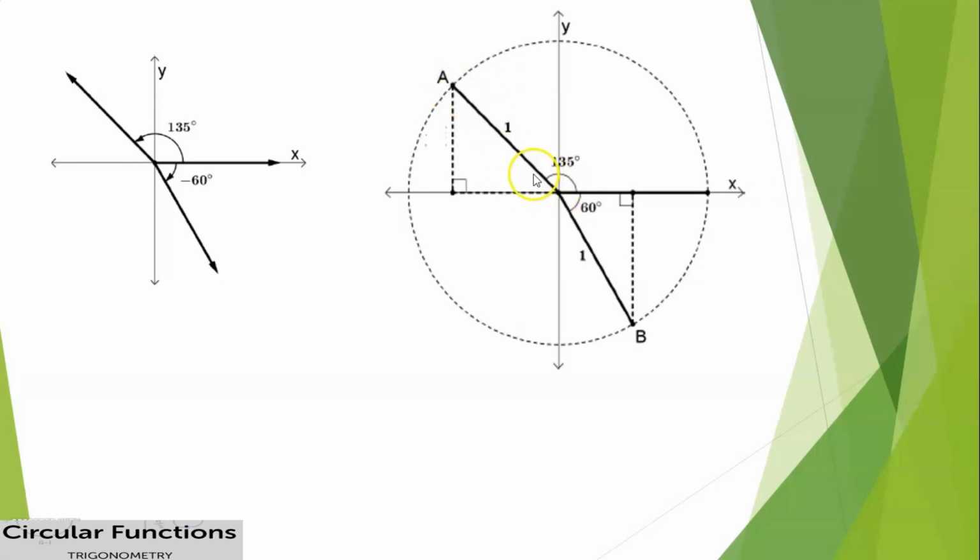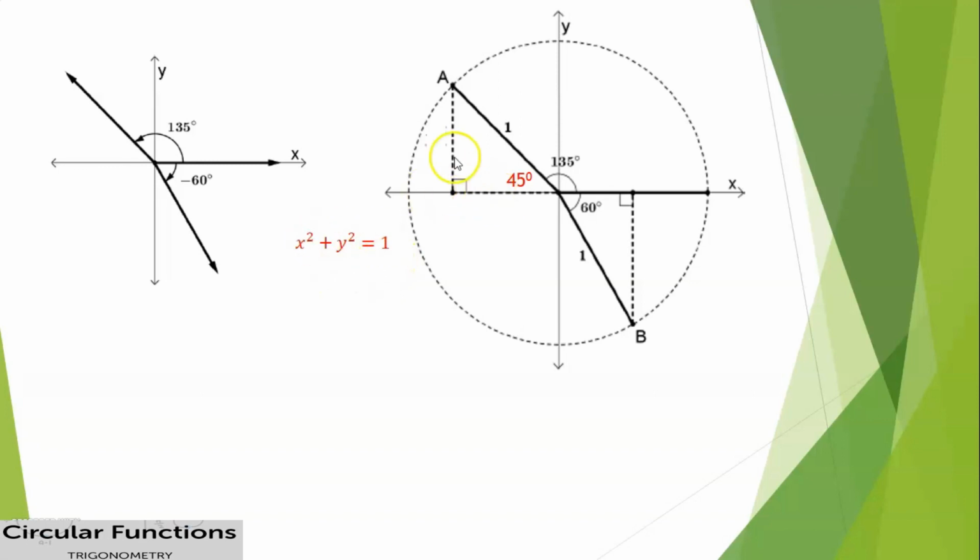So take note, going back to reference angle, if this is 135, therefore this angle here would be 45 degrees. So take note, in a 45 degree angle, the two legs are congruent. So therefore, if the hypotenuse is 1, we will find the measure of this side and this side. So we will use the Pythagorean theorem. So x squared plus y squared equals 1.